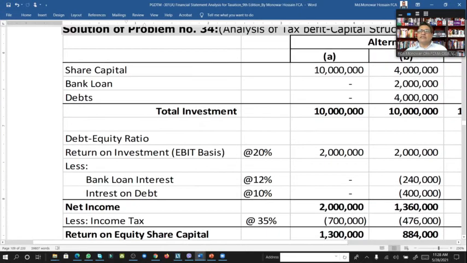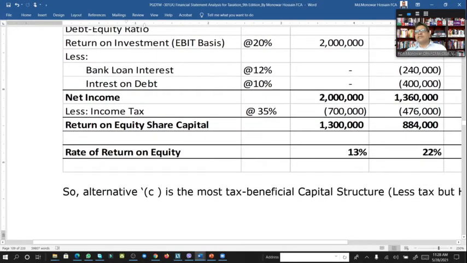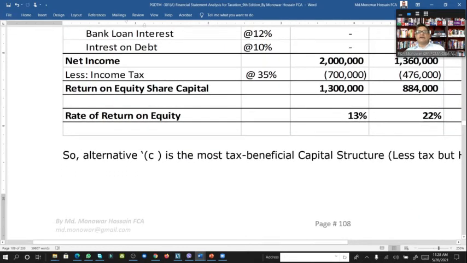And here in pattern 2, we have only 40 lakh equity shareholder. Previously it was 1 crore, but now 40 lakh. So investing 40 lakh, income was 8,84,000. So here the rate of return is 22%. Look here, previously invested 1 crore, but their return was 13%. Now invest only 40 lakh, but their return is 22%.